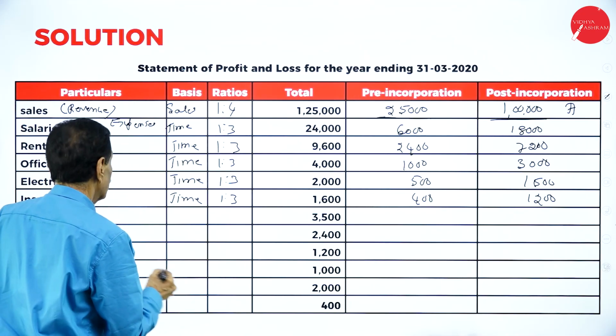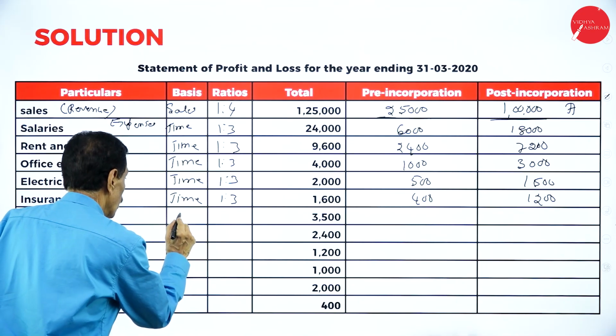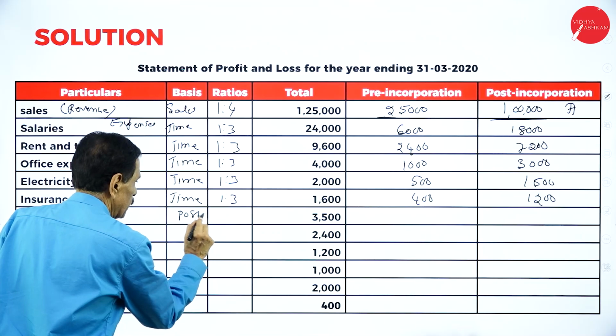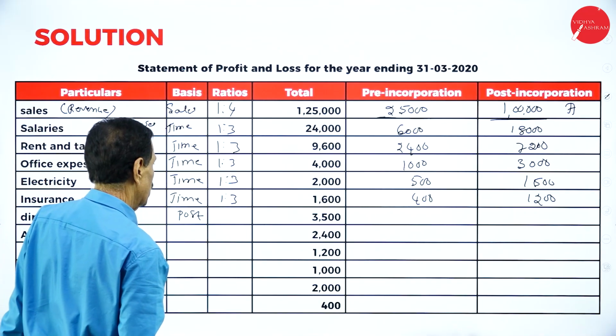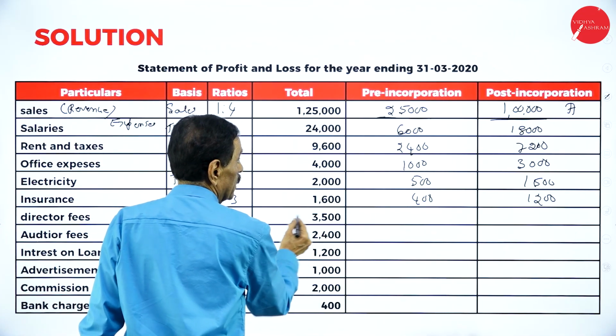Director fees, basis post. Director fees. What's the total director fees? 3,500.